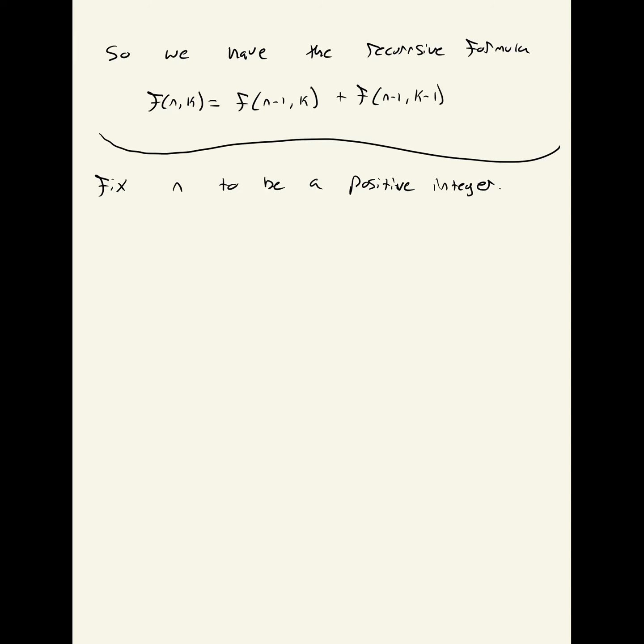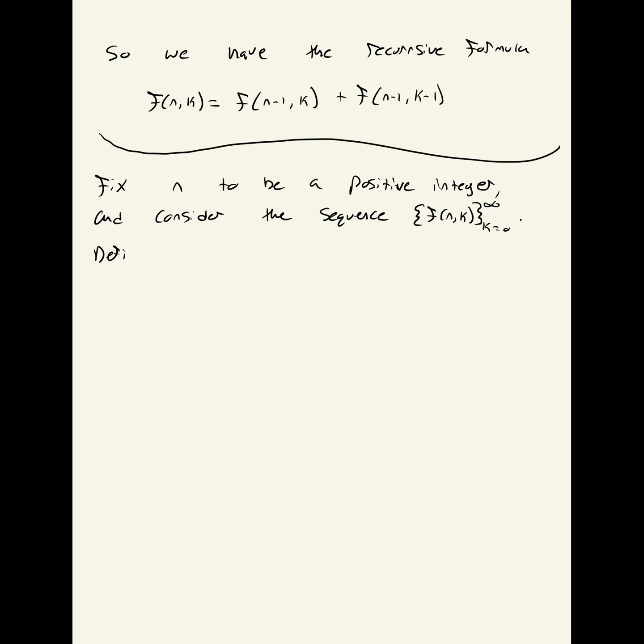So we're going to assume that n is some fixed positive integer and consider the sequence where the k's range from 0 to infinity. Consider the sequence f_n(k), where I'll specify specifically that n is fixed. The k will start at 0 and go to infinity.